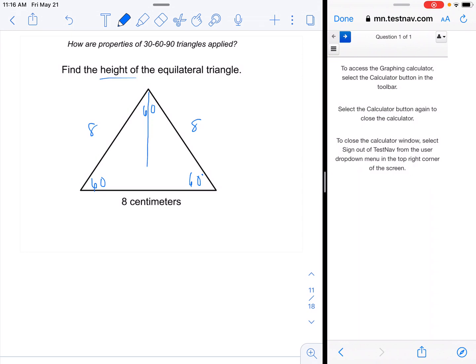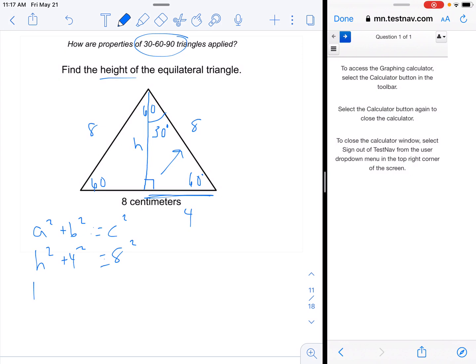I'm going to drop down the height. It's going to be perpendicular to the base. And if I drop down the height, then this angle that's 60 degrees gets divided in half and gets 30. And that's where we get this 30, 60, 90 triangle. I can use the Pythagorean theorem, a squared plus b squared equals c squared, where c is 8 and b is going to be half of 8, just this distance here, 4, and a can be h.